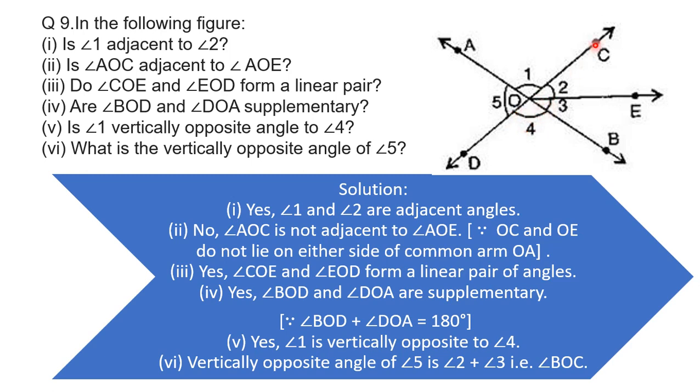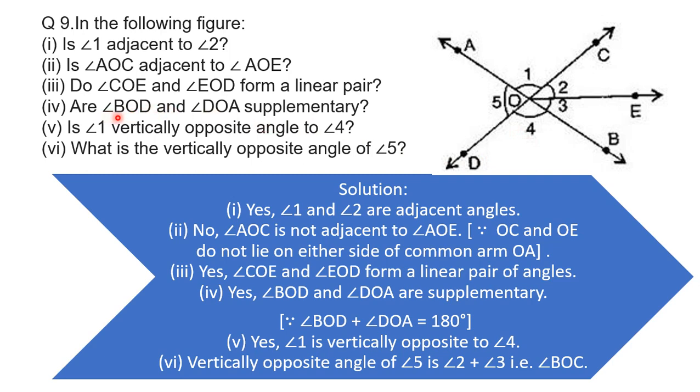Yes. See, COD is a straight line and OE stands on it. You only have to imagine the figure COD. COD is a line and OE stands on it. So angle 2 and this angle EOD form a linear pair. So yes, they are forming a linear pair of angles.